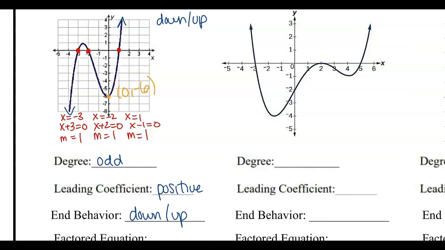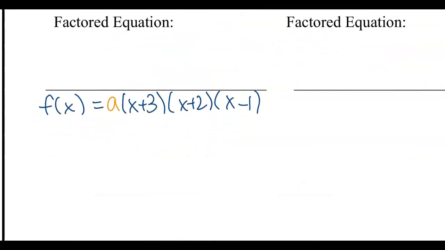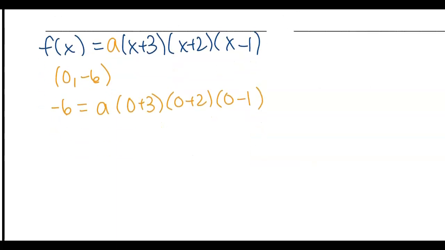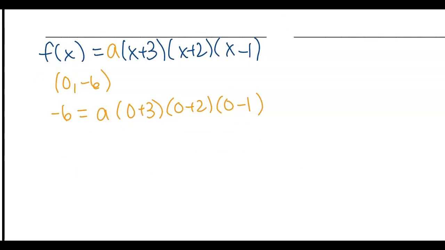So I'm going to take 0, negative 6, and we're going to plug it in for the x and the y. Remember, y is f of x. It's the same thing. So for 0, negative 6, I'm going to substitute in negative 6 equals a times 0 plus 3, all the way to 0 minus 1. Don't say, oh, everything cancels at 0. No, guys, you're adding. So we're going to have a, 0 plus 3 is 3, 0 plus 2 is 2, 0 minus 1 is negative 1. These 3 numbers you have to multiply. What's 3 times 2 times negative 1?